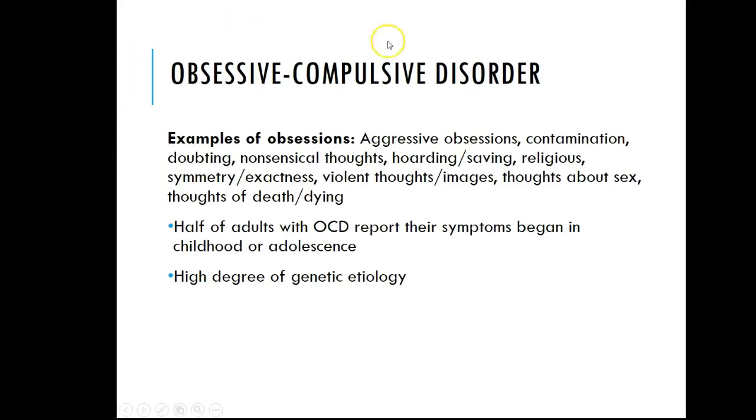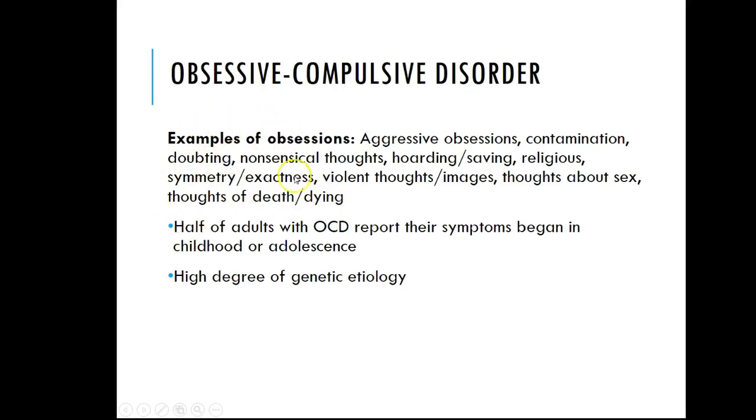What could be some examples of obsessions? It could be aggressive thoughts, thoughts on contamination, self-doubt, nonsensical thoughts, thoughts and obsessions of hoarding and saving things. It could be symmetry or exactness. It could be even violent thoughts or violent images. Some of these the child could have seen on TV or in a commercial, and then they keep coming back over and over. It could be thoughts about sex. It could be thoughts of death and dying.